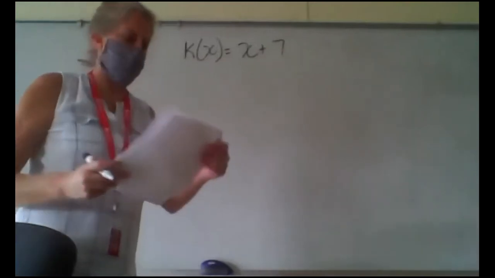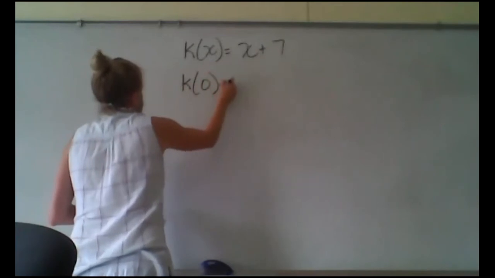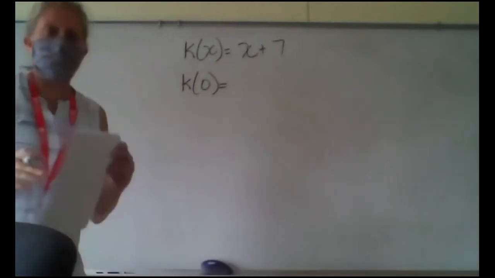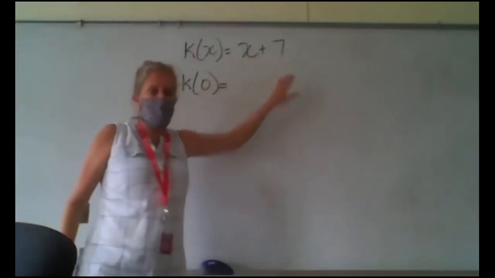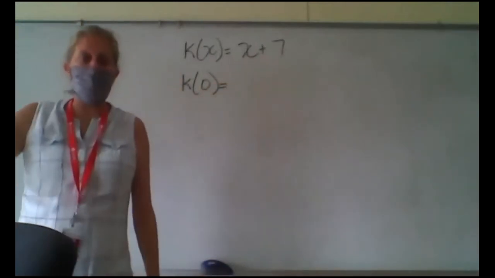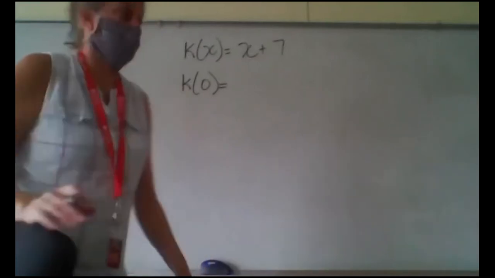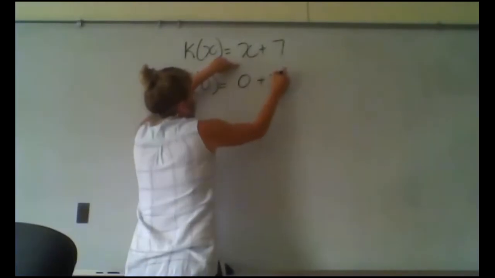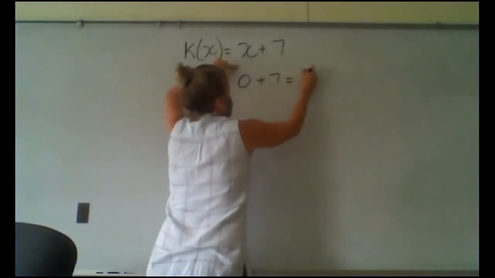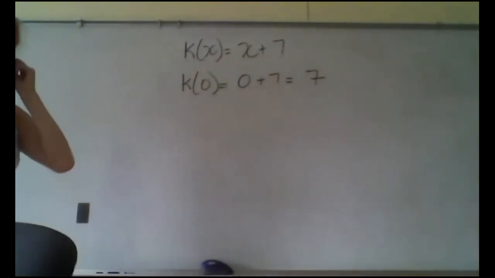Then it says, let's see, what happens when you have k of 0? Which means, what happens to this x plus 7 function if you replace that x with the 0? So that's all you do, is replace this x with a 0, bring down the plus 7, do the math, and add the 0 and 7 together to get 7.